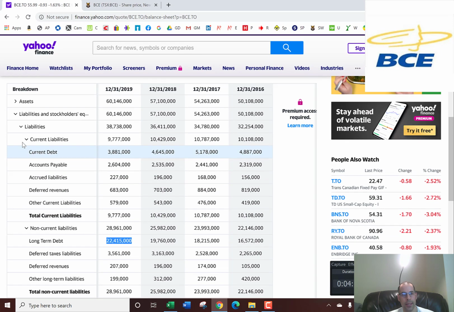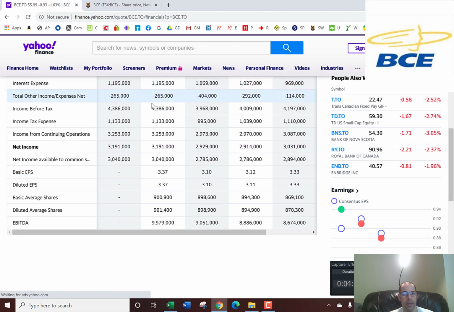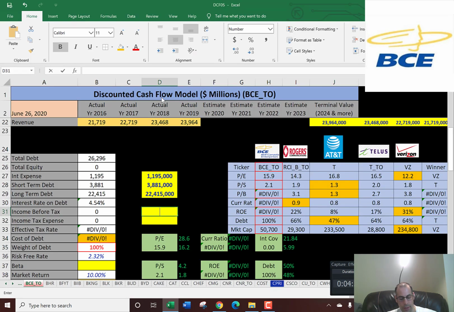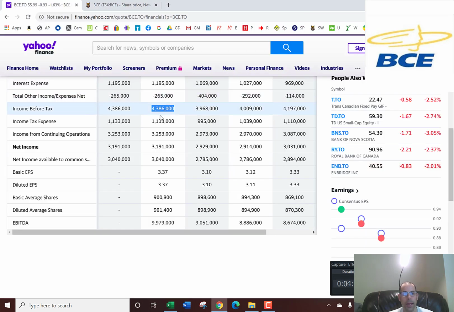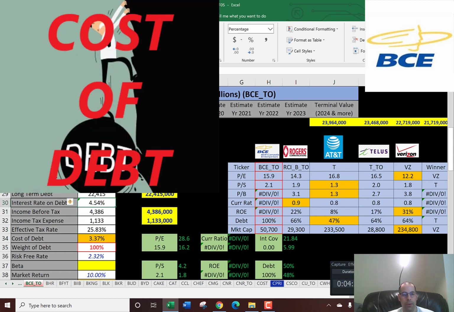Since interest is tax deductible, let's get their effective tax rate. We'll go back to the income statement. The income before tax is 4.4 billion, and the income tax is 1.1 billion. So they pay 25% in taxes. Even though they pay 4.5% on interest, that's reduced by the tax rate, so it comes down to 3.4%.